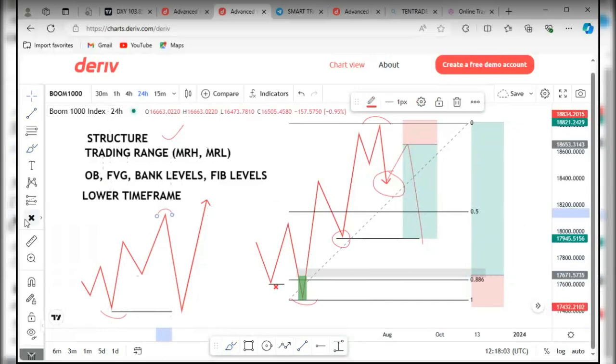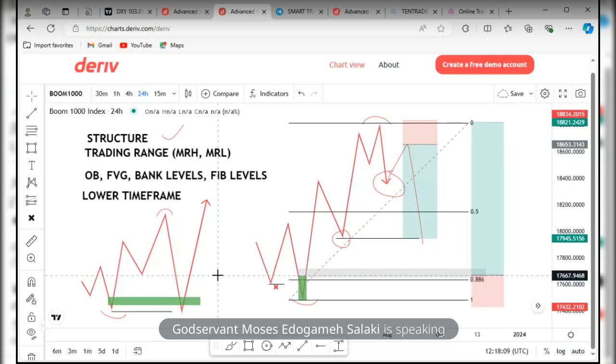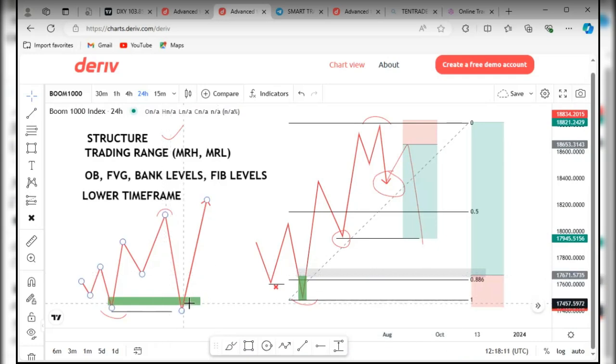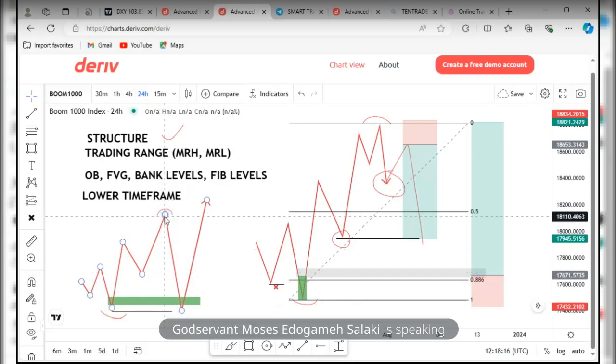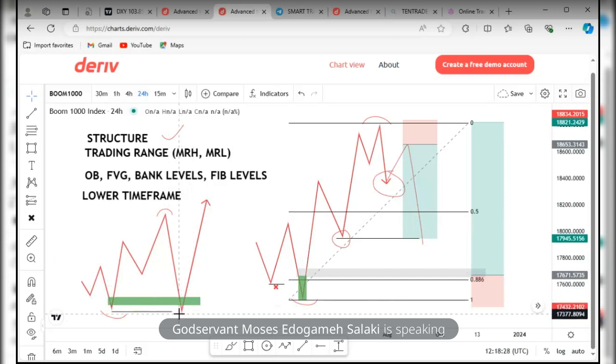So when I come here, I'm anticipating that I'm going to buy from here. I want to see price give me a confirmation entry to align with the higher time frame, because as price is bearish here, this retracement is bearish. Every retracement is the opposite of the main trend. So this retracement is bearish, and I want to see price go bullish on this retracement.